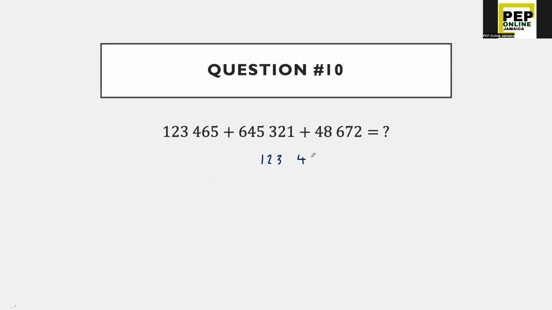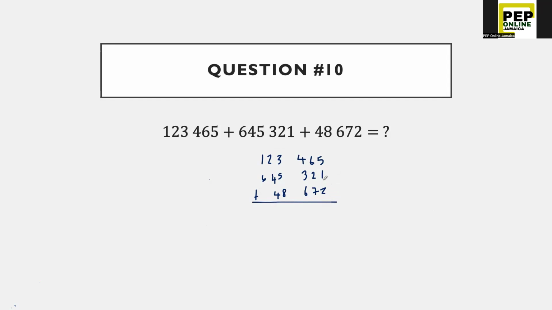Let's move on now to the last question we have here, which is 123,465. We're adding that big number to 645,321 plus 48,672. So we're adding everything up, right? Let's go. So everything is aligned properly from the 100,000s to the 10,000s, thousands, hundreds, tens, and ones.